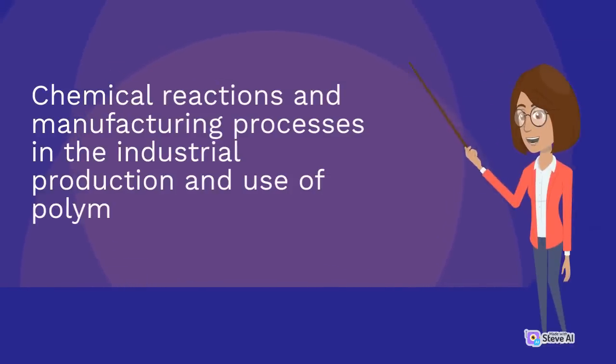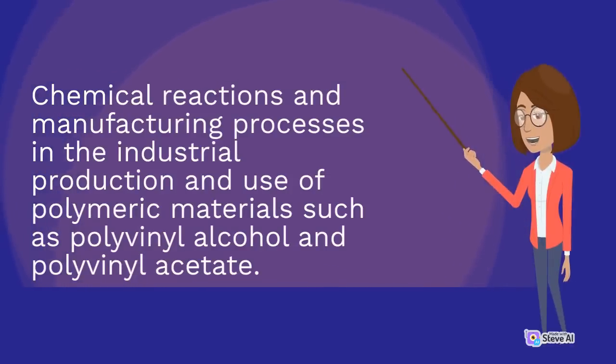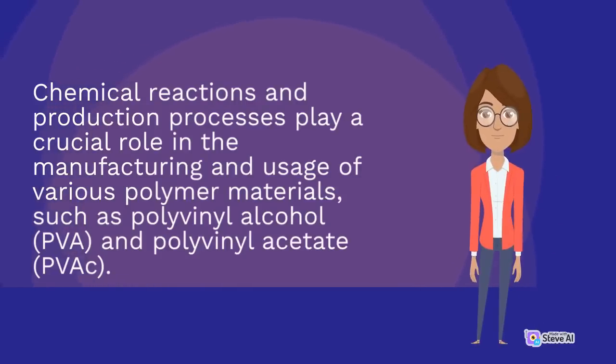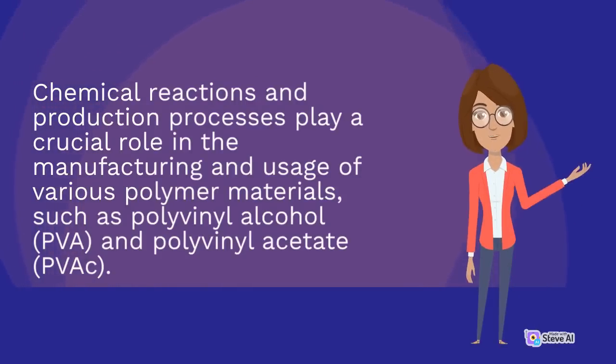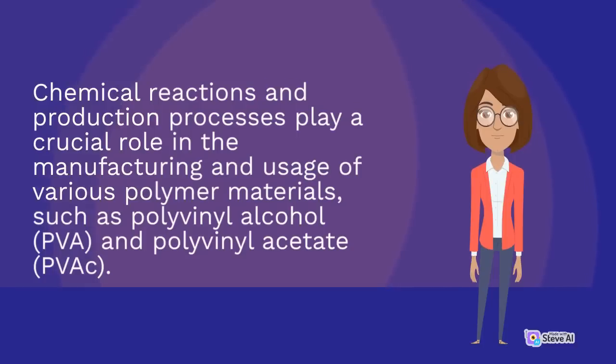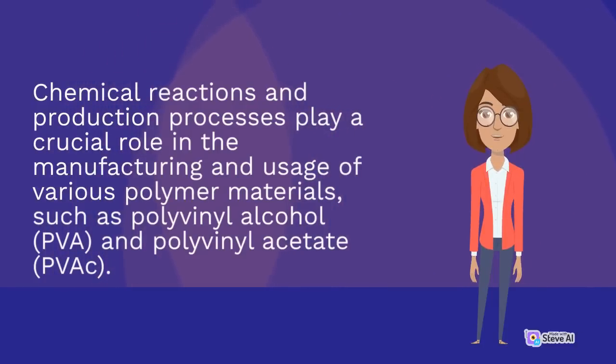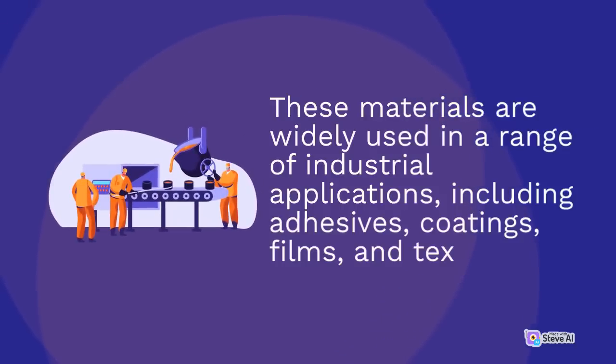Chemical reactions and manufacturing processes in the industrial production and use of polymeric materials such as polyvinyl alcohol and polyvinyl acetate. Chemical reactions and production processes play a crucial role in the manufacturing and usage of various polymer materials, such as polyvinyl alcohol, PVA, and polyvinyl acetate, PVAc. These materials are widely used in a range of industrial applications, including adhesives, coatings, films, and textiles.